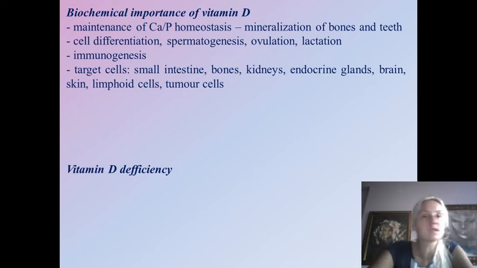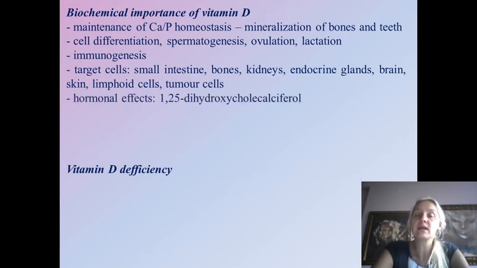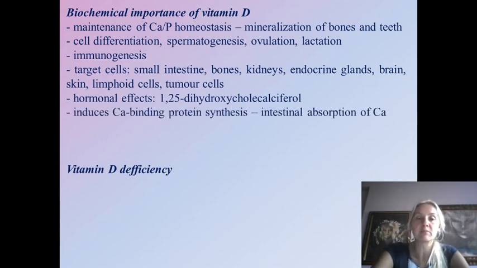Starting with the small intestine for calcium absorption, bones, kidneys, endocrine glands, brain, skin, lymphoid cells. Almost you cannot name a cell which is not affected by vitamin D. Also, like I said previously, vitamin D, when transformed to its 1,25-dihydroxy active form, exhibits certain hormonal effects, and it affects the maintenance of the levels of calcium and phosphates in blood.